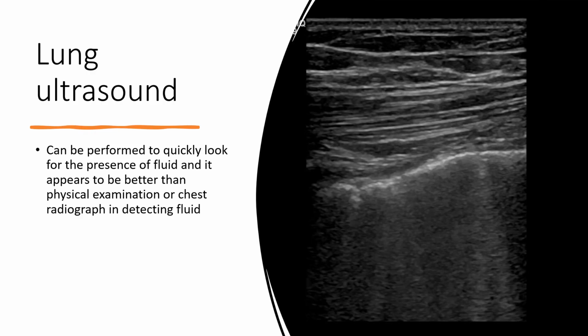Another way to assess volume status is to look at the lungs using ultrasound. So ultrasound uses sound waves and passes them through the tissue. If there's only air in the lungs, then the sound waves pass very easily and don't reflect back to the transducer, and they look black. On the other hand, if there's fluid in the tissues, the lungs appear to be white, and they reflect some of the sound waves back to the transducer.